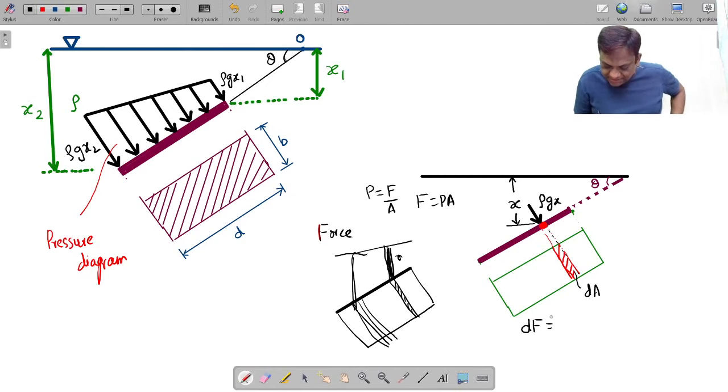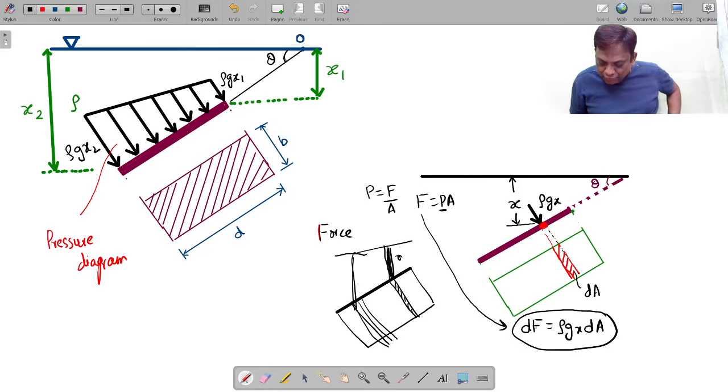That small force is equal to pressure, which is rho gx, into the area, which is the small area dA. So this is the force exerted by the fluid on the very small area. But I want the total force. My mathematics is ready. Whenever you want the total force, you just integrate this.